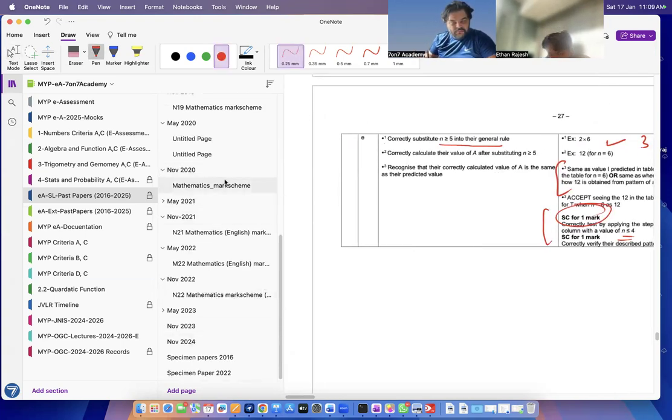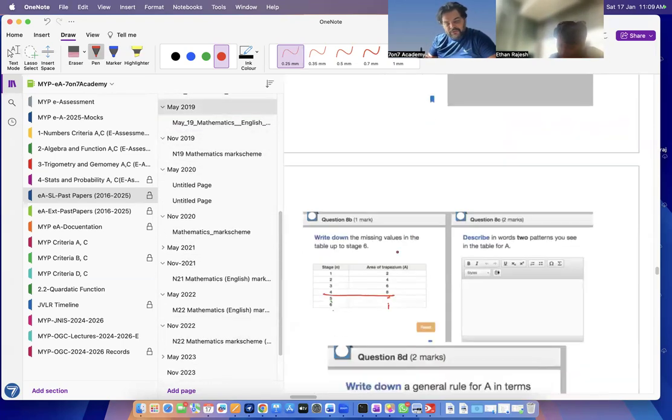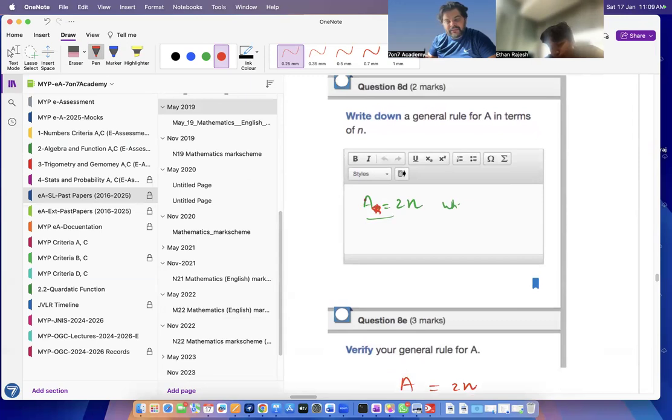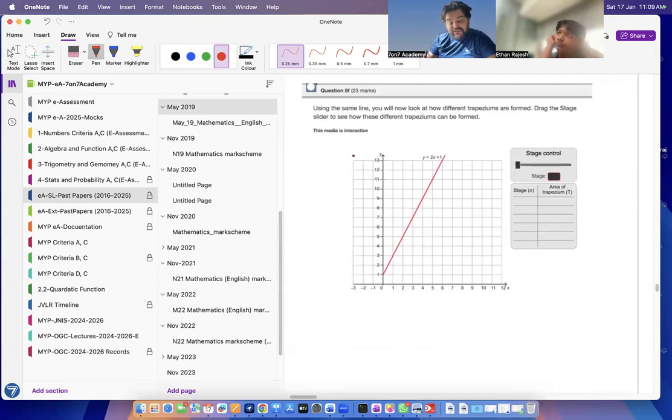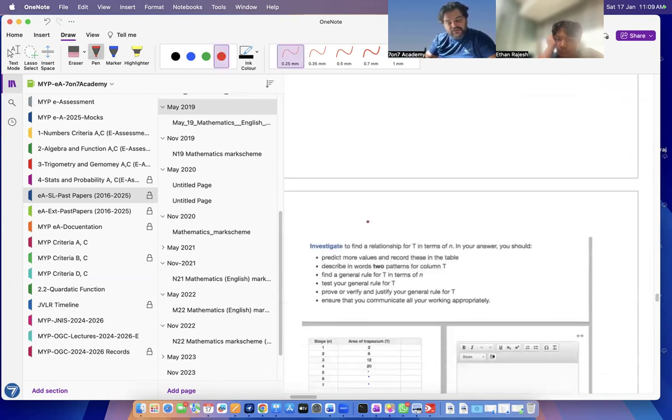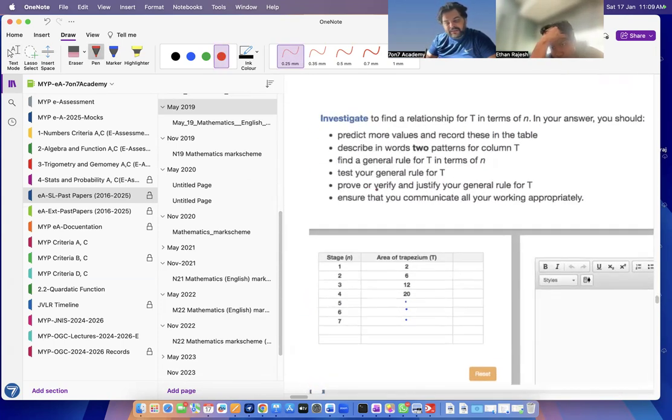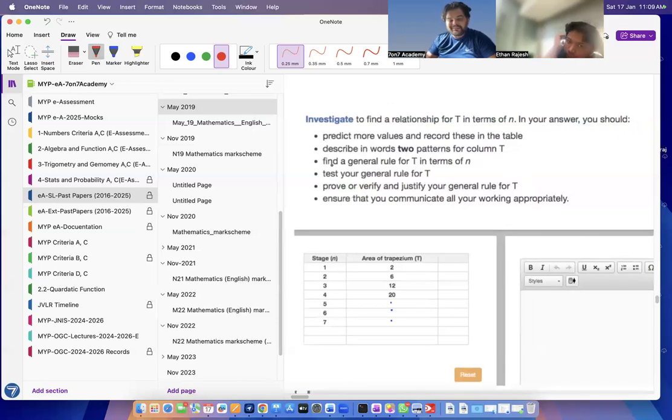So it was 19. Now moving forward, we did this B, right? In terms of that we also got the general rule and verified it. Now this is the most important 23 marks question that gives you all the marks. This is the new table. Now find the relationship between T and n. What is the relationship between T and n? If you get the relationship, predict more values on the record. First you predict it.